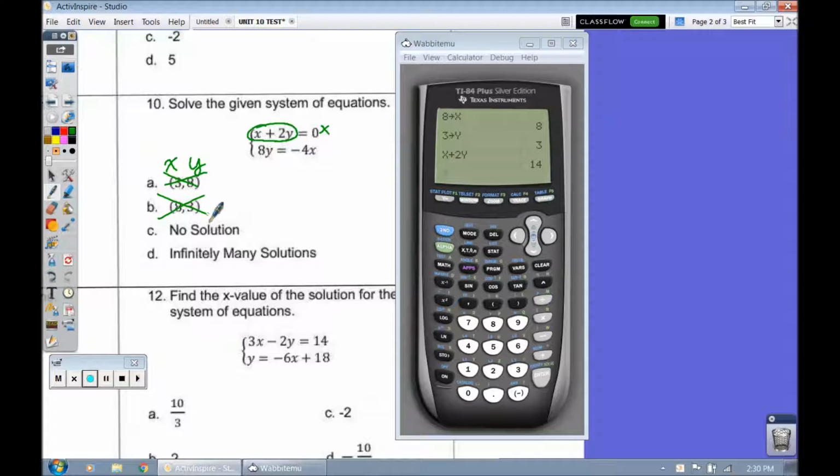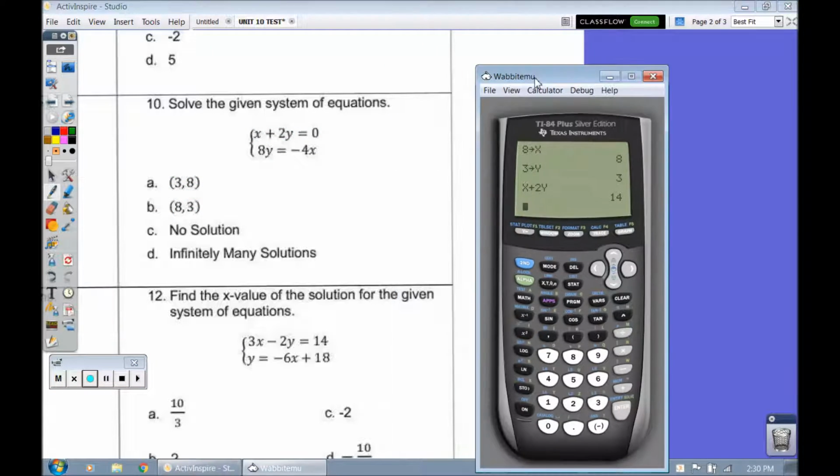So what do we do now? I guess we could guess, no solution or infinitely many solutions. At this point, we don't have any more coordinates to test, so we're going to have to put this guy in y equals. So let's put this in y equals here.